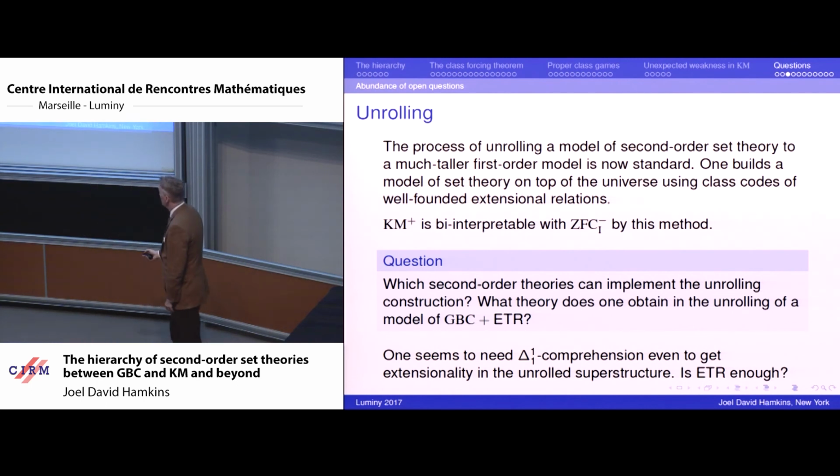And the question is, so if you start with KM plus, then you get ZFC minus I, and conversely, if you have a model of ZFC minus I, then you can produce a model of KM plus with it. What do you call it, KM plus? KM plus class choice.